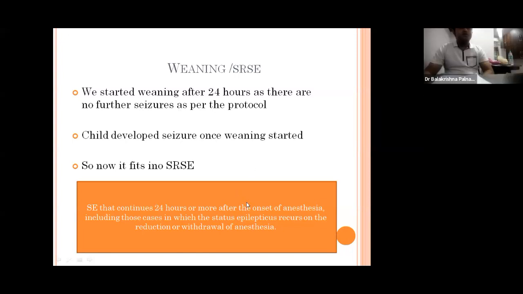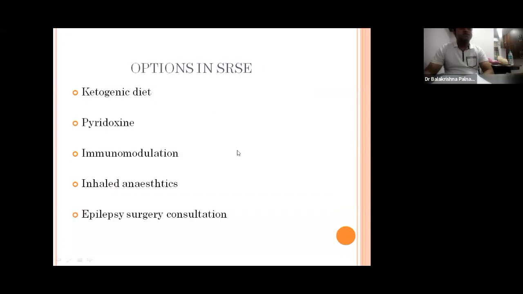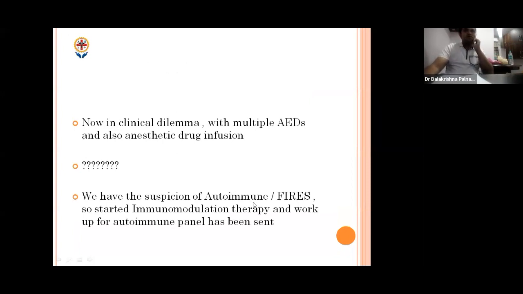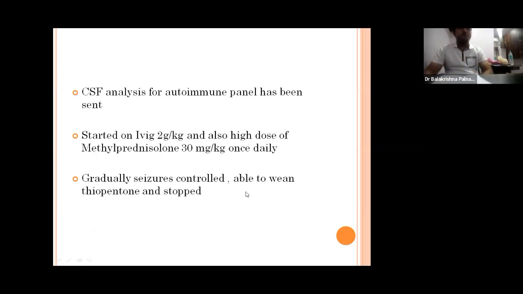So now it is fitting into super refractory status epilepticus. So as I suggested, these are the options. So now the child is in everything. So what should I do? We have the suspicion of autoimmune. And I have told we have sent the CSF autoimmune workup for aquaporin antibody, MOG antibodies, NMDA and voltage gated potassium channel. So we have started the immunomodulation therapy and workup has been sent.